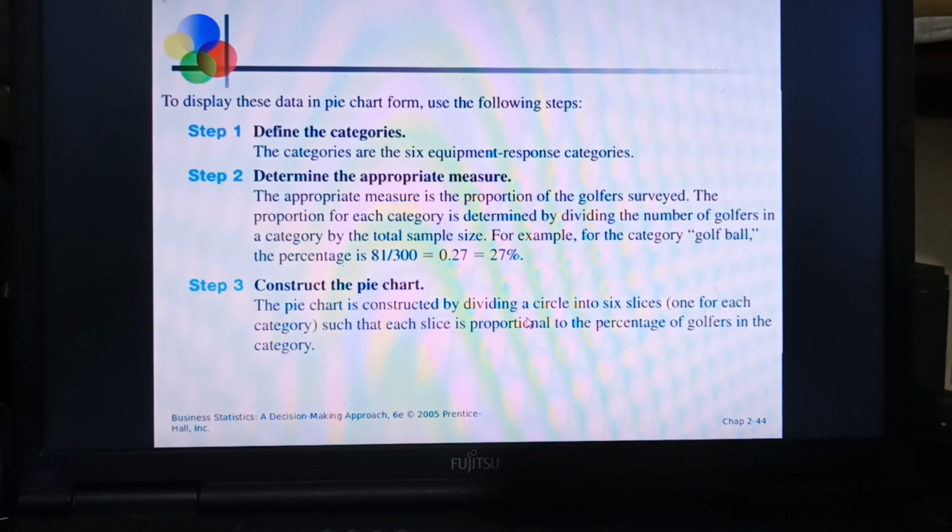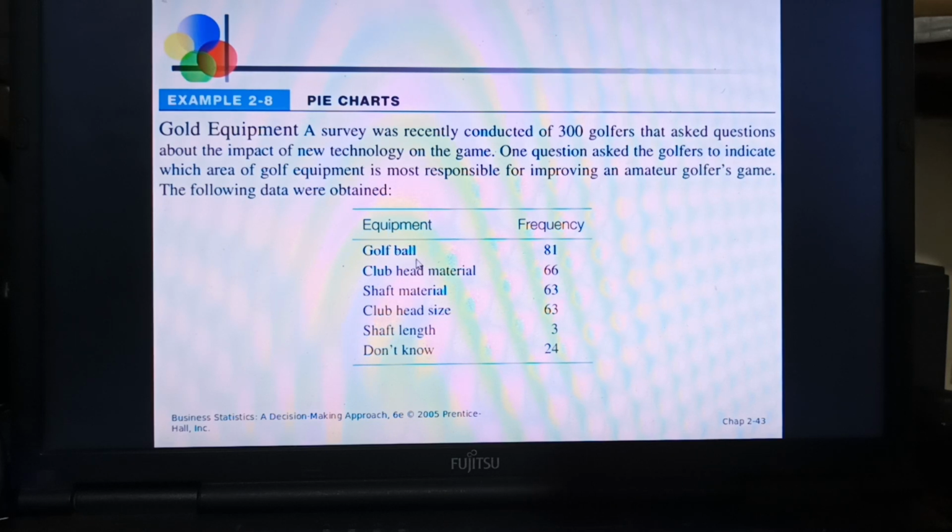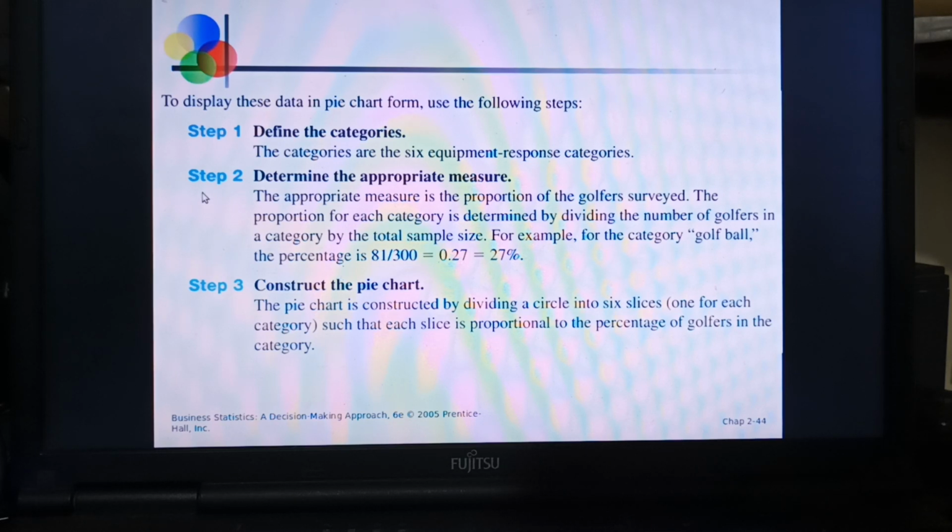Now, to display these data in pie chart form, use the following steps. Step 1, define the categories. The categories are the 6 equipment response categories. These are the categories: golf ball, club head material, shaft material, club head size, shaft length, and don't know. 1, 2, 3, 4, 5, 6. 6 categories.